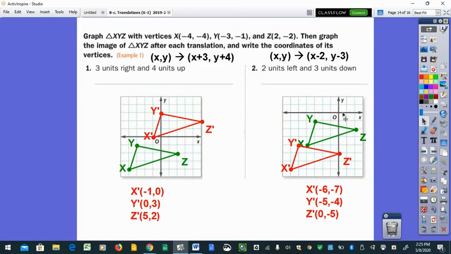And if you take a look over here, each point went 2 to the left and 3 down. 2 to the left is taking your X coordinate minus 2.